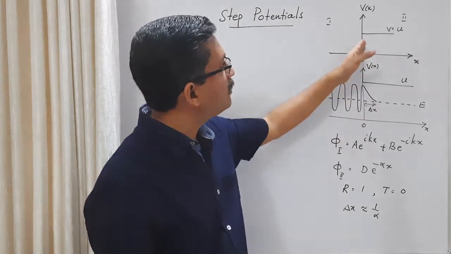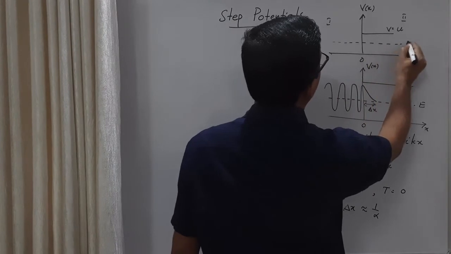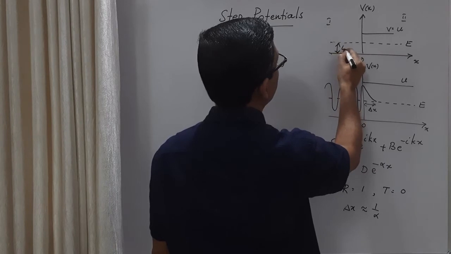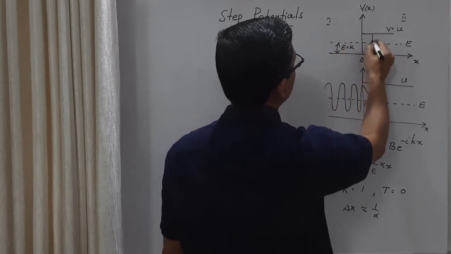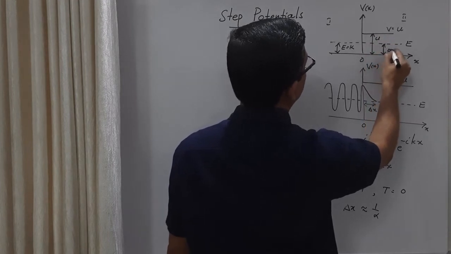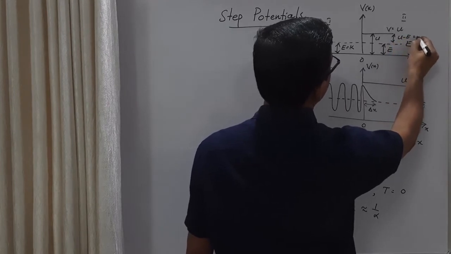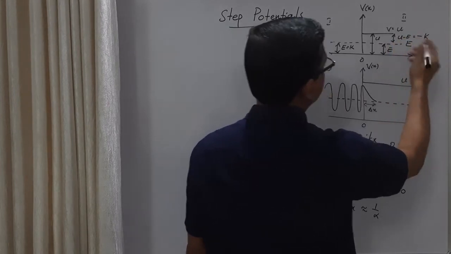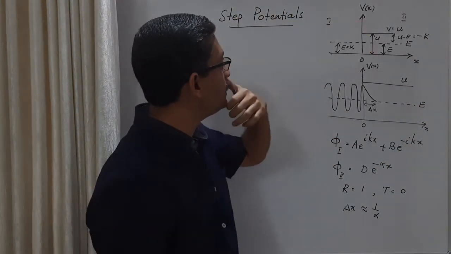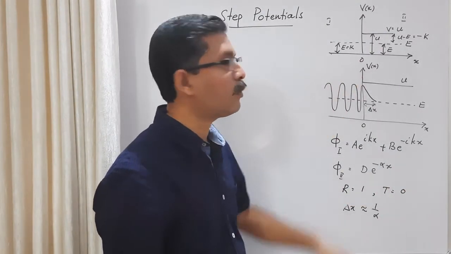Why? Because here the energy of the particle, this is the energy of the particle, is less than the potential energy. In region 1, the total energy is the same as kinetic energy, but in region 2, this is the potential energy, whereas this is the total energy. So this difference U minus E is the negative of kinetic energy. Kinetic energy is E minus U, total energy minus potential energy. So kinetic energy in region 2 is negative. Negative kinetic energy is not allowed, so it's a classically forbidden region.